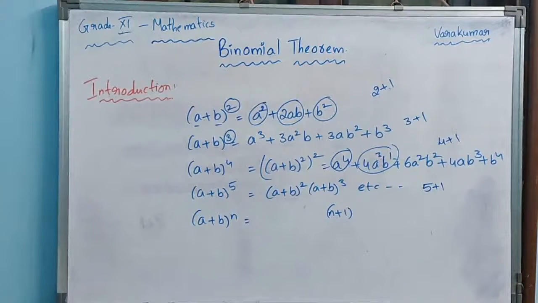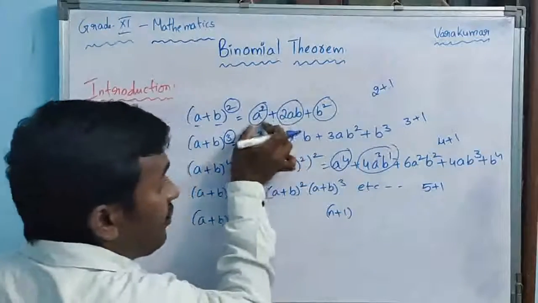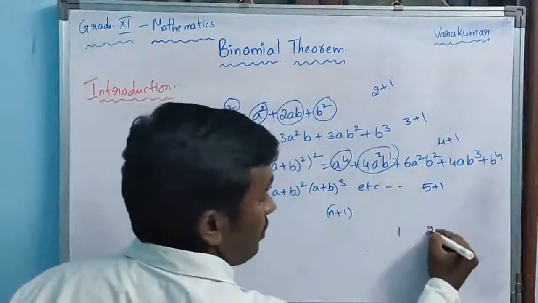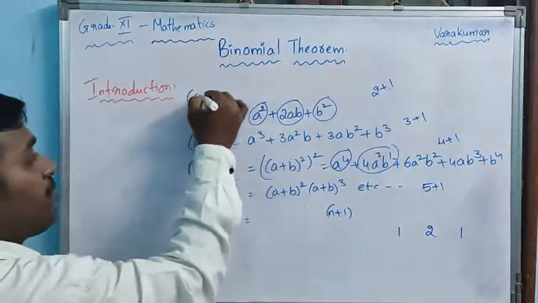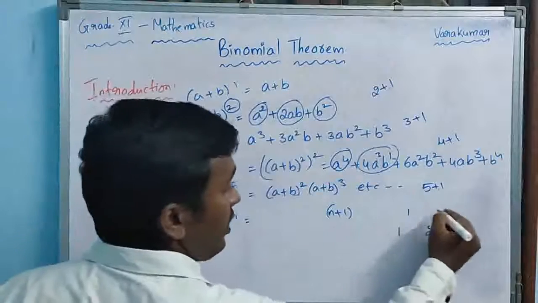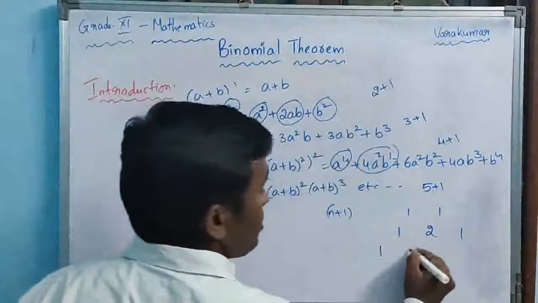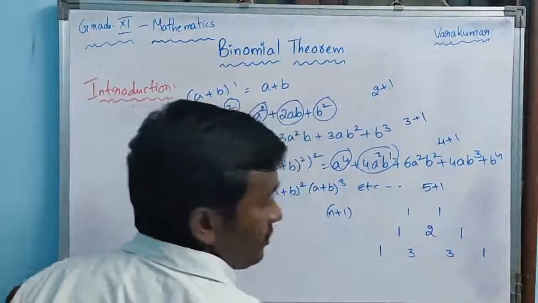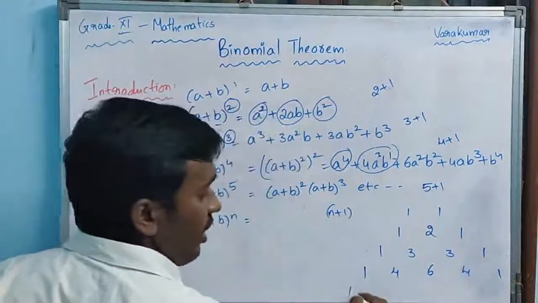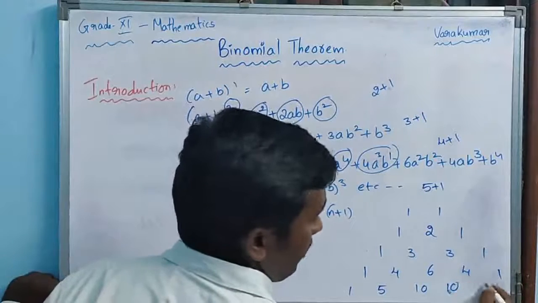And one more thing. Here, if you see ascending order, descending order, if you see the coefficients, a square coefficient is 1 and 2ab, 2 and 1. So before that you take a plus b whole power 1 also. A plus b whole power 1 is a plus b. It means here 1, 1. And also here you take it 1, 3, 3, 1. Then 1, 4, 6, 4, 1. Then 1, 5, 10, 10, 5, 1.